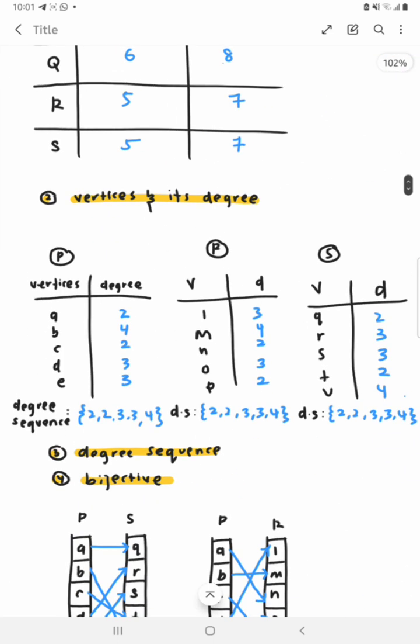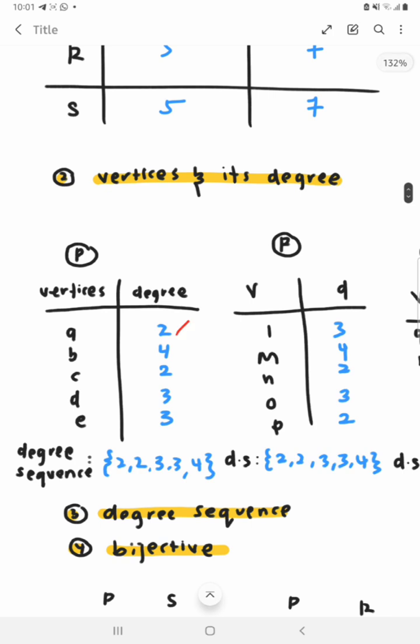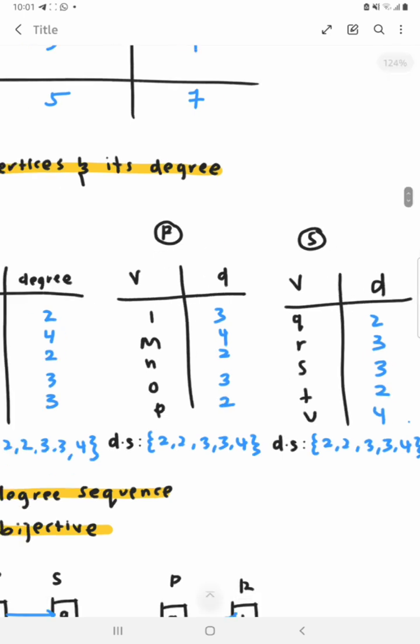So let's look at this. We write here 2, 4, whatever the degree is. The same goes with the other graphs, R and S. Okay, that's all for step 2.